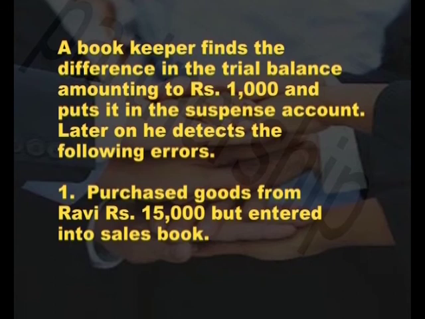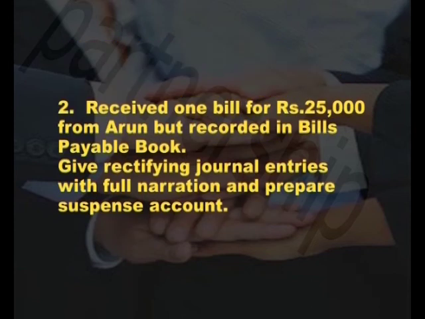Now let us see some more examples on rectification of errors. A bookkeeper finds the difference in the trial balance amounting to rupees 1,000 and puts it in the suspense account. Later on, he detects the following errors. First one, purchase goods from Ravi rupees 15,000 but entered into sales book. Second one, received one bill for rupees 25,000 from Arun but recorded in bills payable book. Give rectifying journal entries with full narration and prepare suspense account.